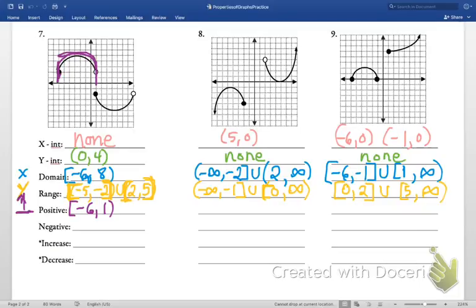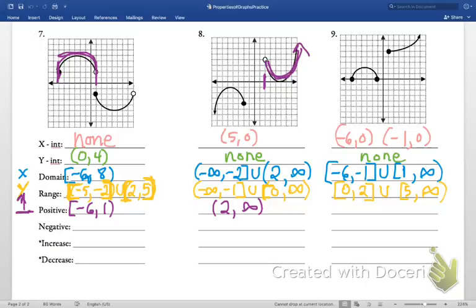Okay, let's look at number 8. Anything above the x-axis. So I got a horseshoe over here. That's above the x-axis. It starts at +2, but there's an arrow, so it's going to infinity. That +2 has an open dot, so it has a parenthesis.